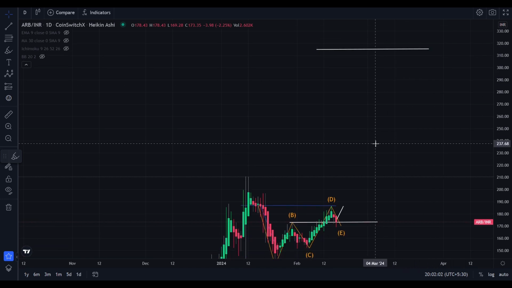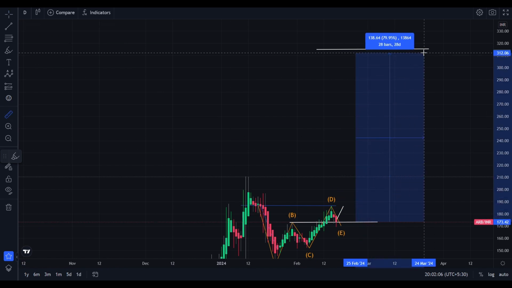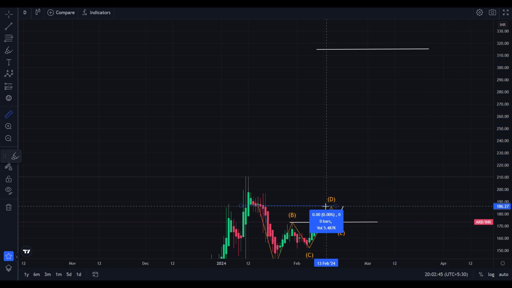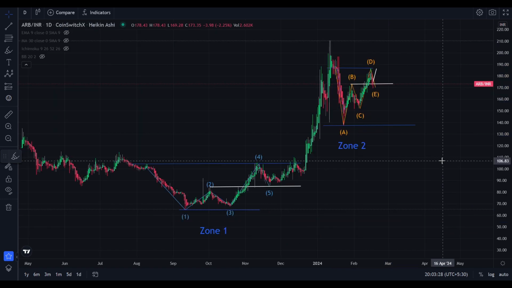Now how far can it go from today's price? From today's price it can go up to 80%, 81%. It is showing 81%, so we are roughly saying it can go up to 80%. From the resistance price it can go up to 69% or maybe 70%. So this is the price prediction for Arbitrum cryptocurrency based on zone 1 and the repetition of zone 2.